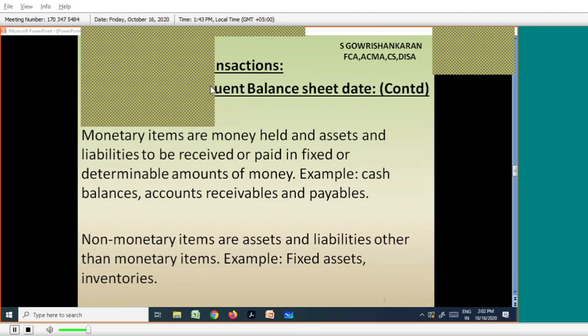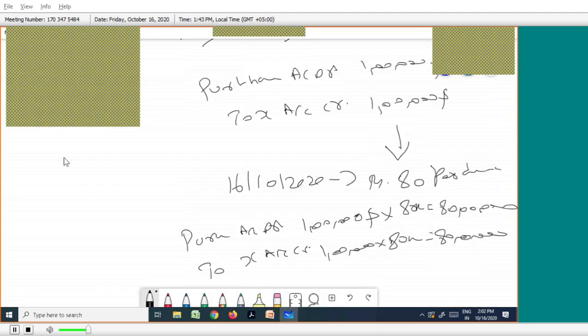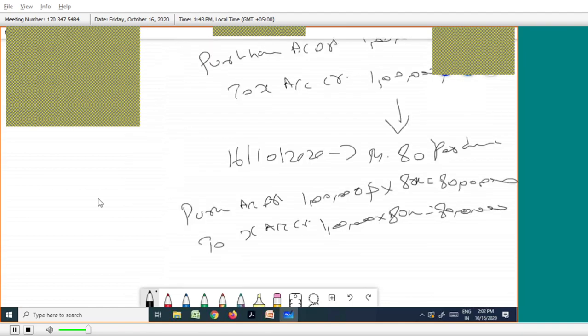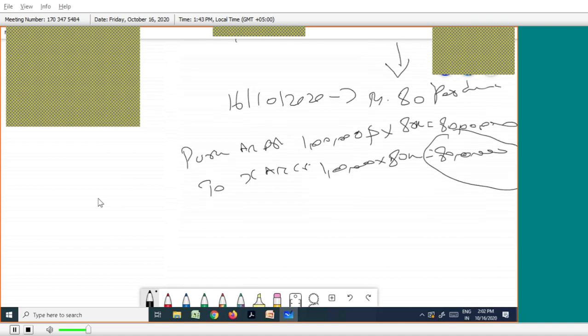Why are we studying this? In the same example, purchases are $1 lakh, and during the transaction date, what is the dollar value? $1 lakh into 80 rupees is my value. That is how I will account initially. Purchases $1 lakh into 80 equals 80 lakhs.